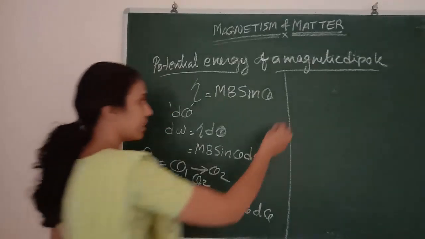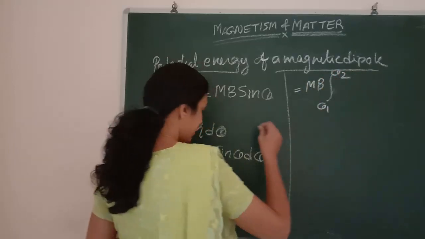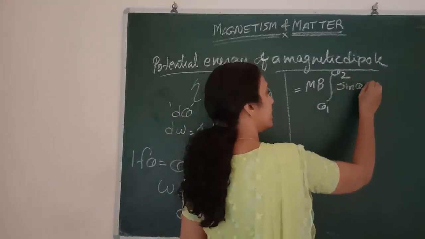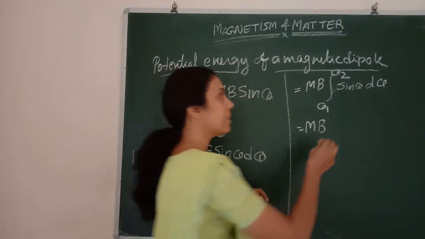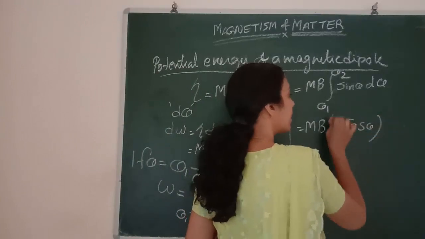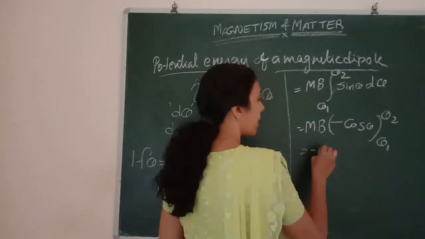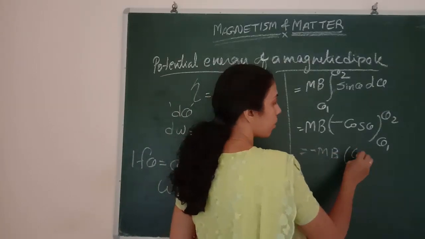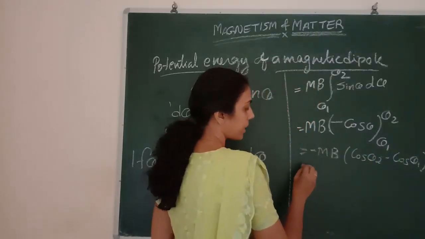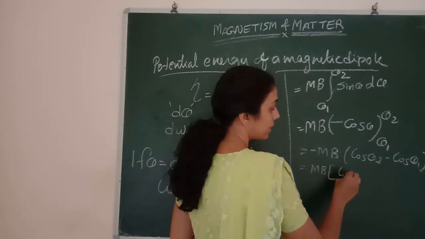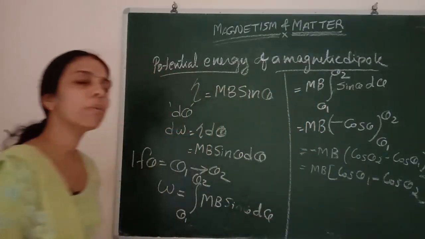How can we integrate? For a particular magnet, m and B are constant, so mB into the integral from θ1 to θ2 of sin θ dθ. What is the integral of sin θ? Minus cos θ. So it is minus cos θ, between the lower limit and upper limit. Applying the upper limit and lower limit, what we will get? Minus mB (cos θ2 minus cos θ1). So we can write it as mB (cos θ1 minus cos θ2).